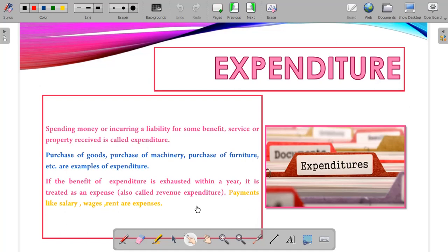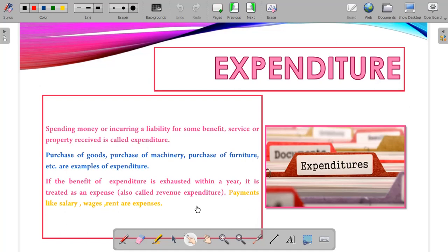Capital expenditures are those expenditures which are incurred for acquiring or increasing the value of fixed assets, right? And the benefit of capital expenditure we can attain over a long period of time, and they are shown on the asset side of the balance sheet.